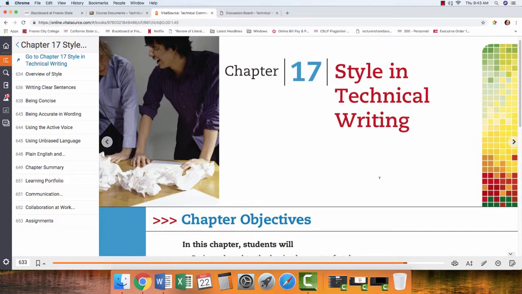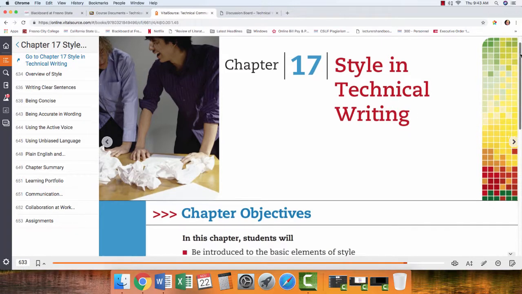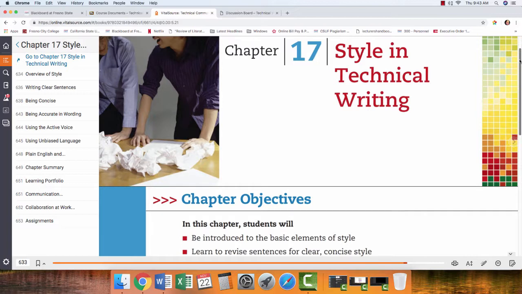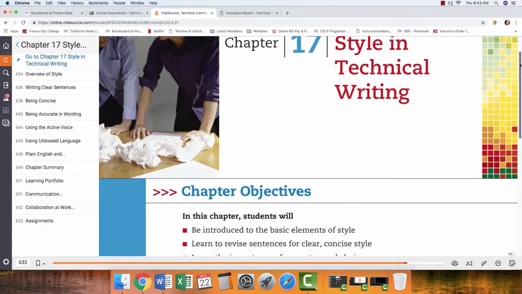Okay, we are nearing the end of the semester and the end of our textbook. This week we'll be focusing on Chapter 17, Style and Technical Writing. And this is really important for you for mostly, I suppose, a couple of reasons.